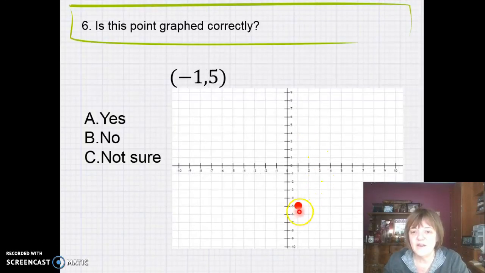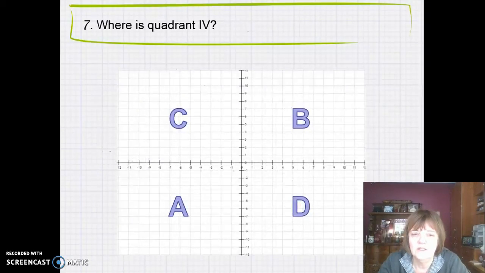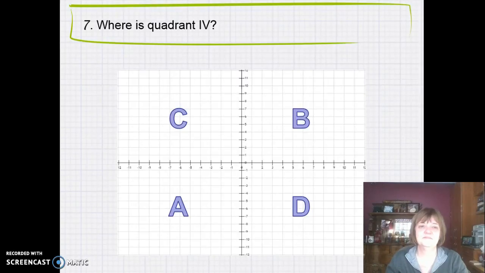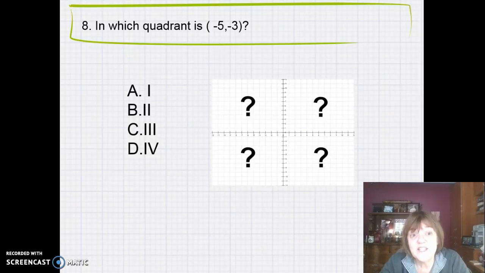Okay, new point down here. Is this one graphed correctly? What do you think? Now, can you remember, where is quadrant 4? A, B, C, or D? Last question. In which quadrant would you expect to see that coordinate point? -5, -3. Where would we see that?